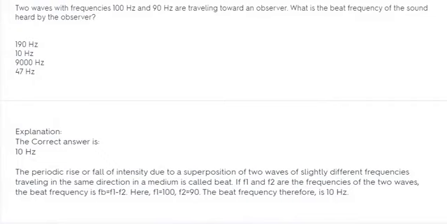Two waves with frequencies 100 Hz and 90 Hz are traveling toward an observer. What is the beat frequency of the sound heard by the observer? 190 Hz, 10 Hz, 9000 Hz, 47 Hz.